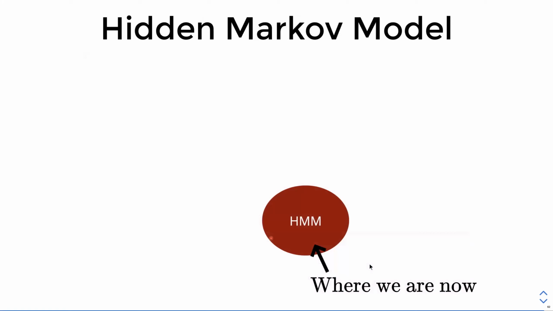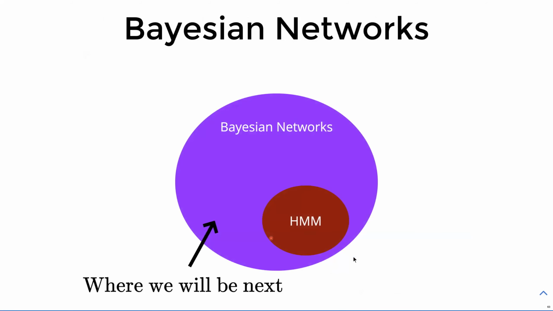With that, we are essentially done with hidden Markov models. This is where we are, and next we are going to move into Bayesian networks. In fact, Bayesian networks contain hidden Markov models as a special case. In other words, they are more general. This is going to be the focus of our next lecture.